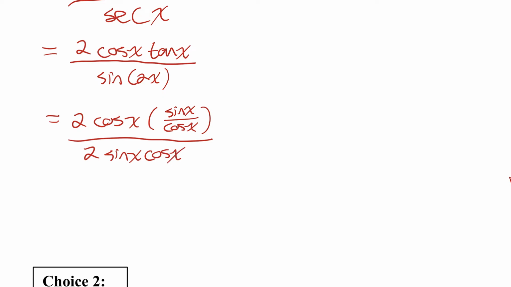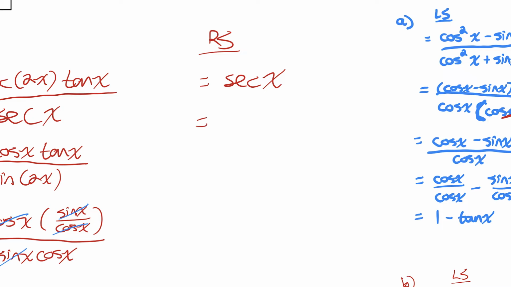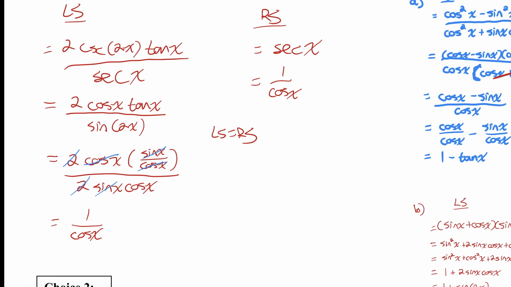What can I simplify here? I have a factor of cos x that cancels with that. I've got a factor of 2 that cancels there. And I have this factor of sine which cancels here. So everything in the numerator canceled, which means I'm left just with a factor of 1 up there. In the denominator, I have a cos x. Notice, that's exactly what I have on the right side. Secant is 1 over cos x. So I've proven the left side equals the right side. That one's an identity.